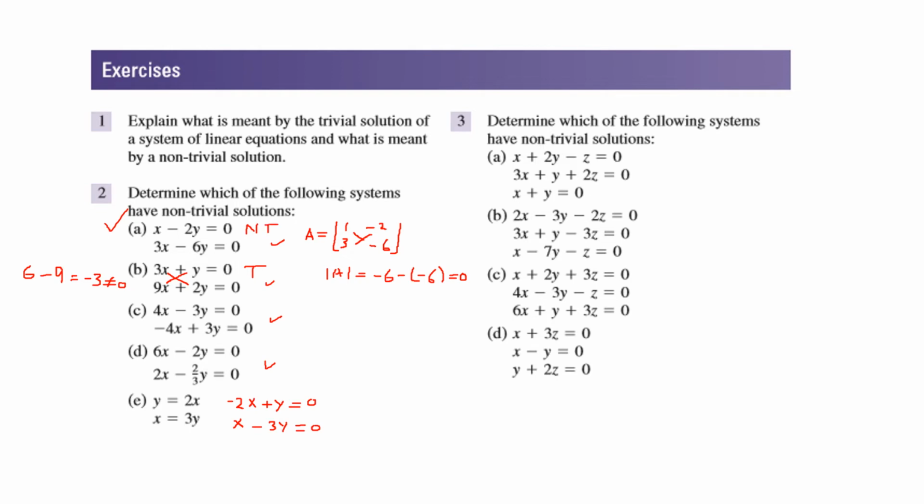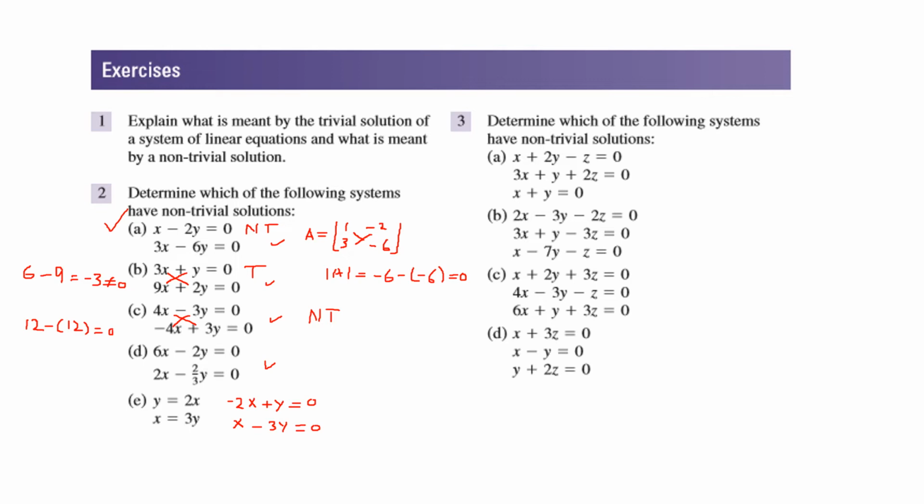Okay, you can also check this. This is 12 minus 3 and minus 4 is 12, which is coming 0. So it has also got a non-trivial solution. It has non-trivial solutions. Trivial solution is one always, and non-trivial solutions are many.